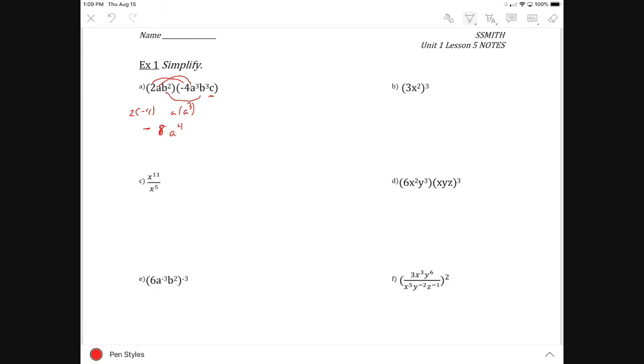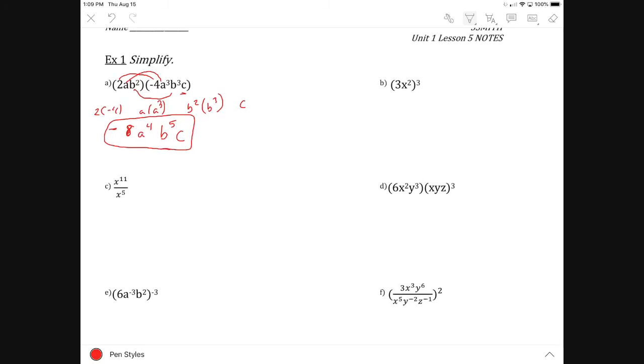So then let's look at our b's. We have b to the 2nd and b to the 3rd. Remember, we add together those exponents in this one. So it's going to be b to the 5th. Then we have 1c by itself, so that gets us just c to the 1st. Negative 8 a to the 4th, b to the 5th, c to the 1st.